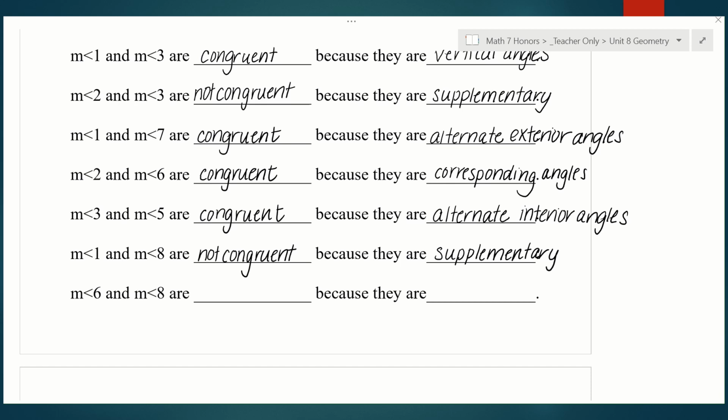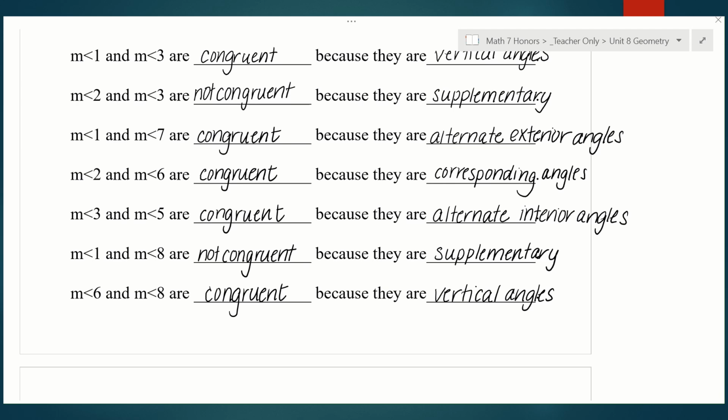Okay, one more, 6 and 8. We can see they are both obtuse, which means they are congruent. And we've actually already done one like this. They're across from each other, and what that means is they are vertical angles. So, a lot of new vocab words, but I'm hoping that some of the things I said will help you remember which is which.